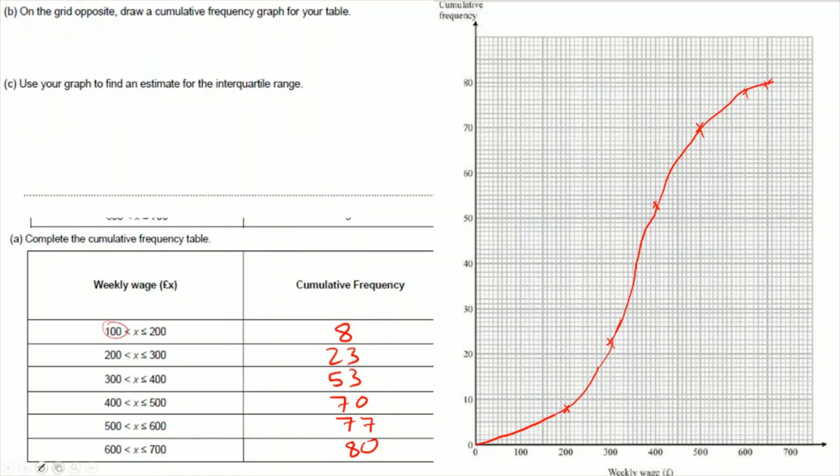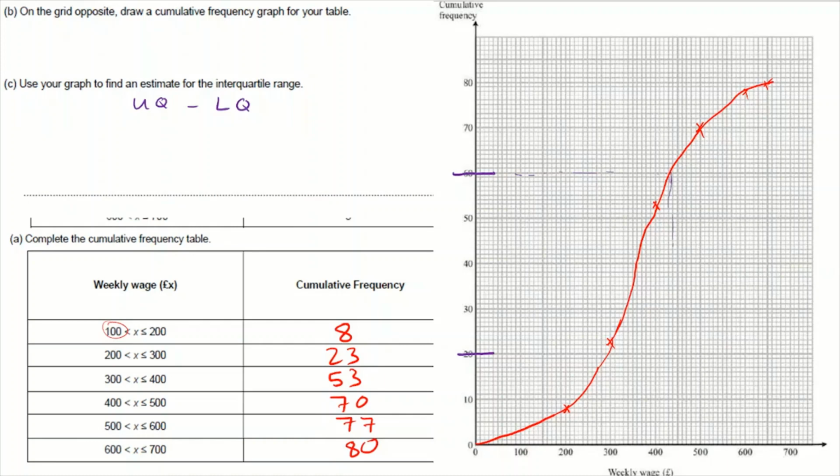Part C, using our graph to find an estimate for the interquartile range. For the interquartile range, we need our upper quartile and we need to subtract our lower quartile. There's a total of 80 people, so our lower quartile is the value we read off from 20, our upper quartile is the value we read off from 60. Everyone's will be slightly different, there's some leniency within the question.